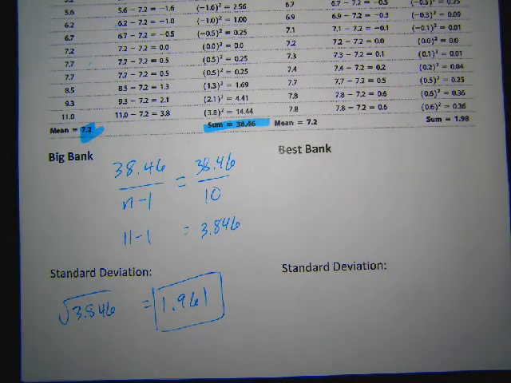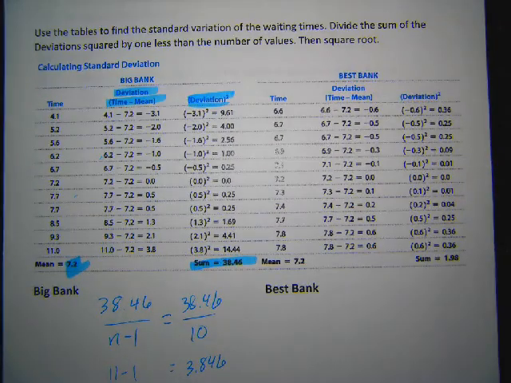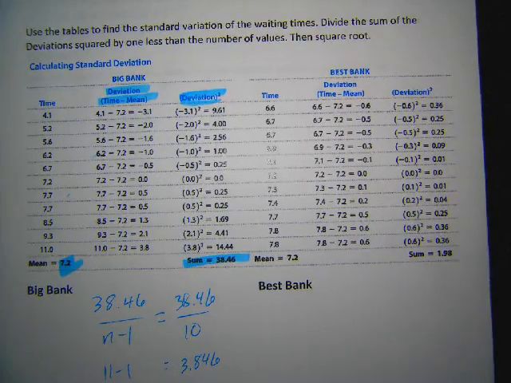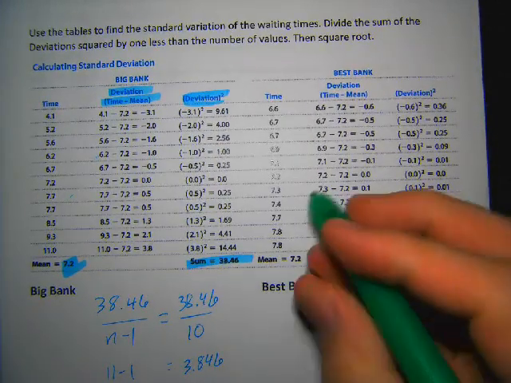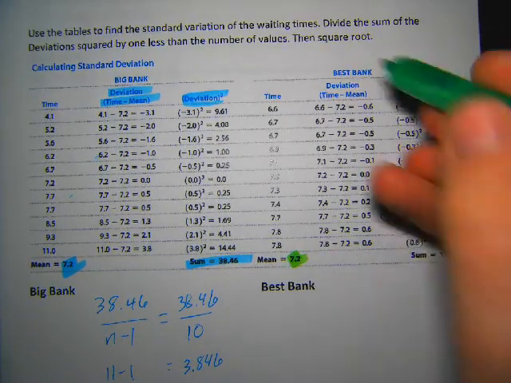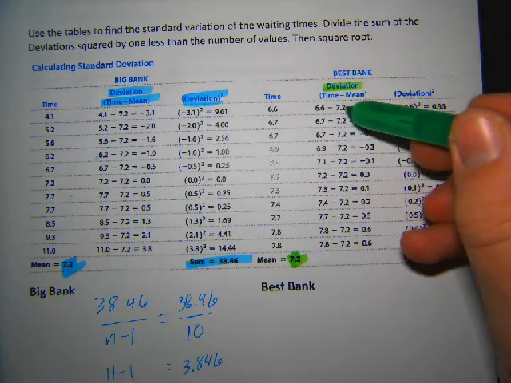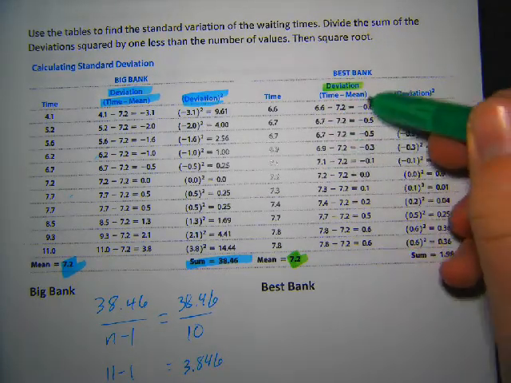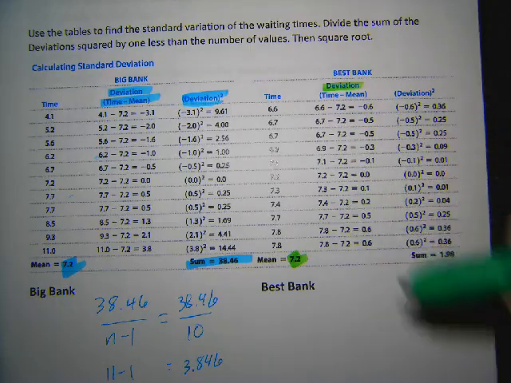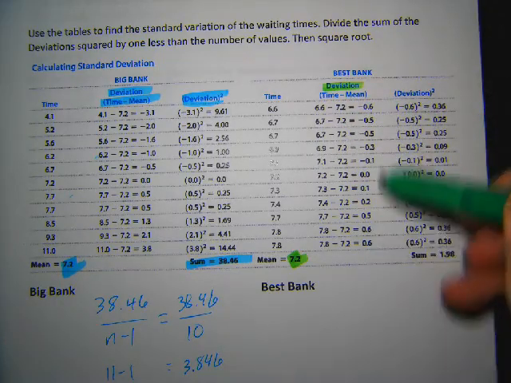Let's do the same thing for Best Bank. So Best Bank, same thing. We want to find their standard deviation. So again, they started off and did some of the work for us. The mean is still 7.2, so using that 7.2 mean, they first found the deviations, subtracting each value minus the mean. These numbers are not very big because they're all pretty close to the mean, so that's why these are going to be pretty small. Some still are negative, some still are positive.